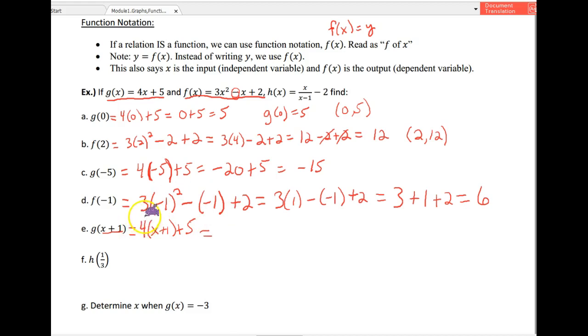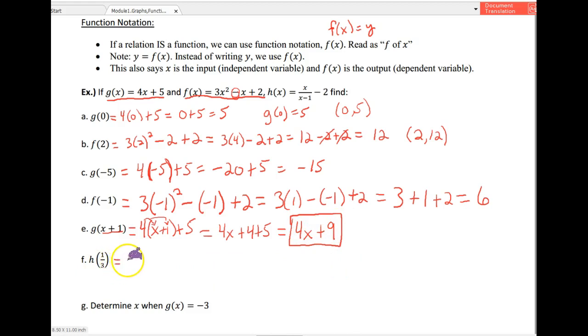Order of operations here, I'm going to distribute, because I can't add x and 1. Those are not like terms. So 4 times x is 4x, 4 times 1 is 4, plus the 5, and all I can do is simplify. I can't get an exact value here. So simplify by combining my like terms. 4 plus 5 is 9. And that's as far as I can go with that. Okay? So g of x plus 1 is 4x plus 9.